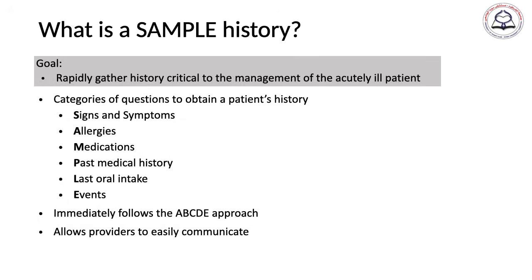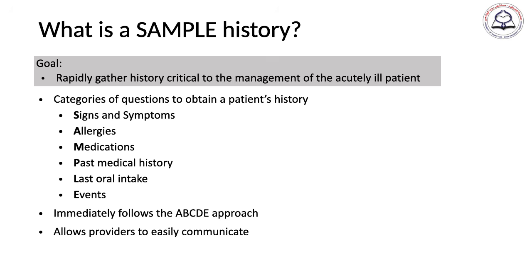What is SAMPLE history? SAMPLE history is a structured approach for gathering information. The goal is to rapidly gather history critical to the management of the acutely ill patient. Immediately after we assess and fix airway, breathing, circulation, disability, and do the exposure, we go for SAMPLE history. It allows us as healthcare providers to gather important and critical information.